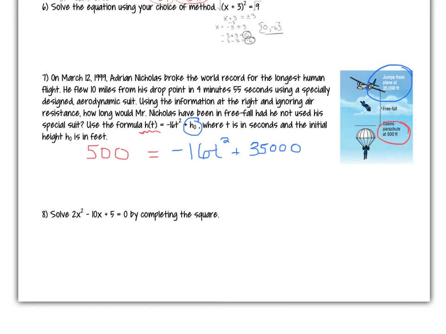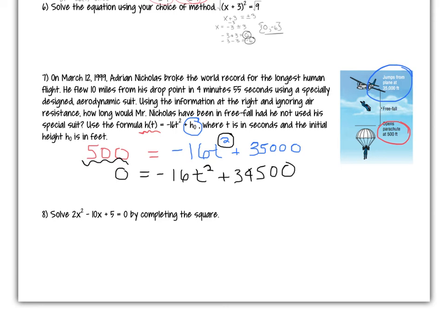Now I want you to start to take something to heart. Anytime you are solving a quadratic, you want to get it set equal to 0. The sign that I'm solving a quadratic is that I have my term being squared. So I'm going to subtract 500 from both sides. So I really have negative 16t squared, and 35,000 minus 500 is going to be 34,500.